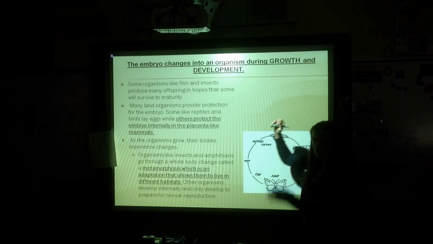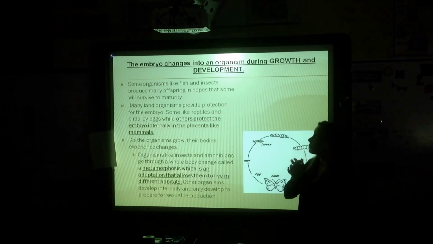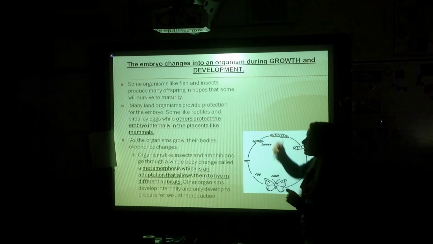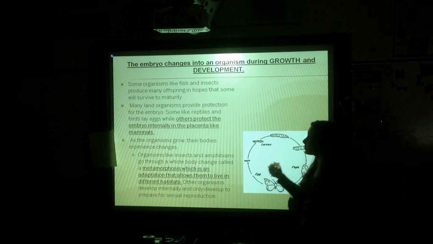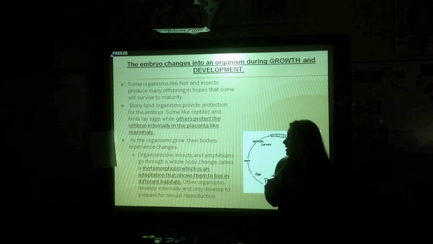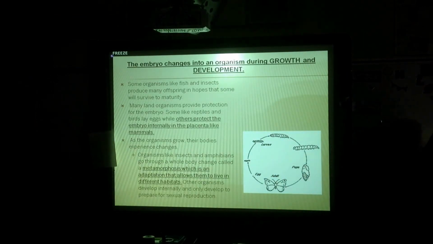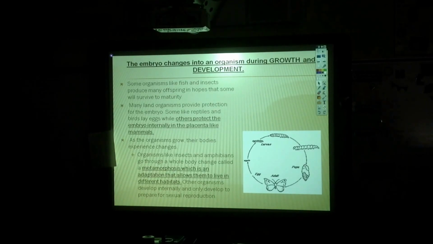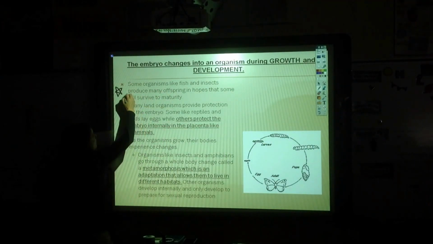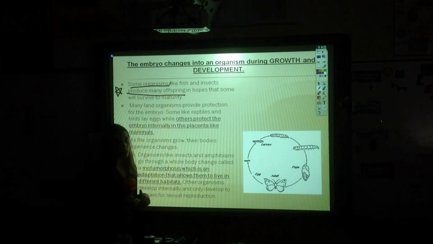The embryo: the fertilized egg, the sperm and egg are now an embryo. It develops into an organism during growth and development. Some organisms, like fish and insects, produce many offspring in the hopes that some will survive to maturity. If you think of mammals, for example humans, they make a much smaller number of offspring. So fish and insects produce a huge number of offspring, and that is an adaptation. So we want to put a star by it. Even though you didn't write anything, it's still important to know that some organisms produce lots of offspring.